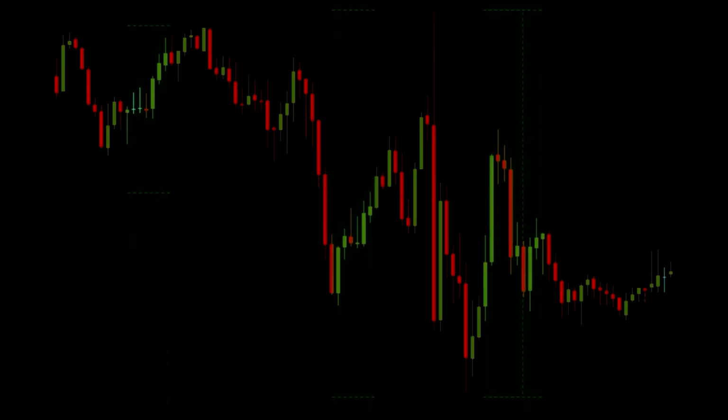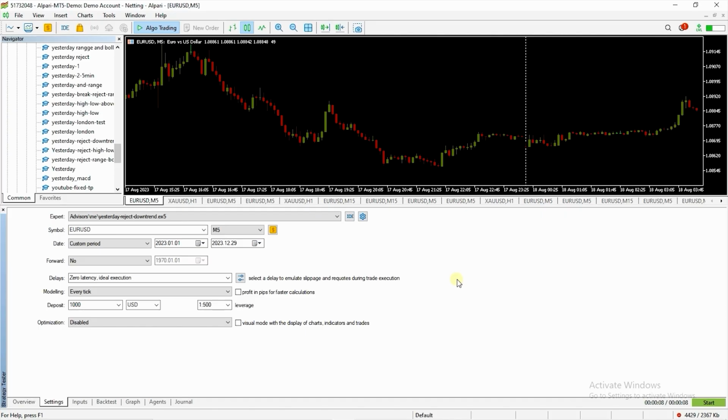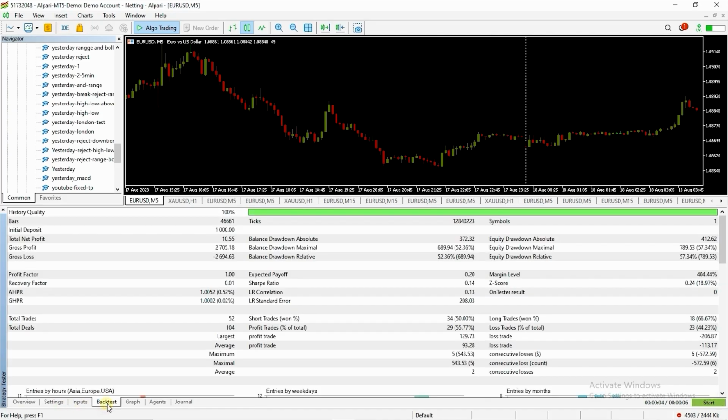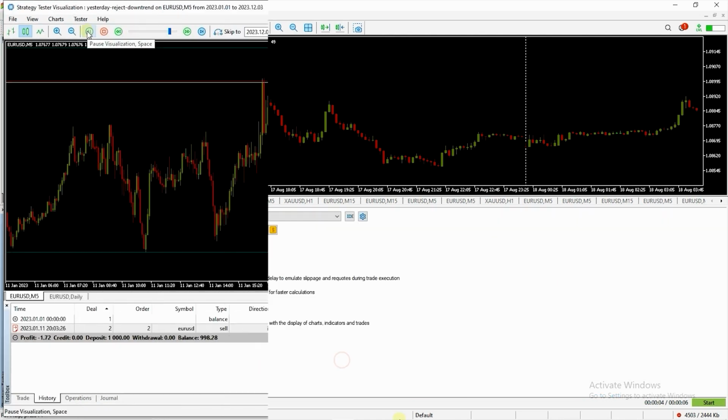Now I added hours to the expert, so it will open only in specific hours. That is the first hours after sessions start. So it didn't work either.